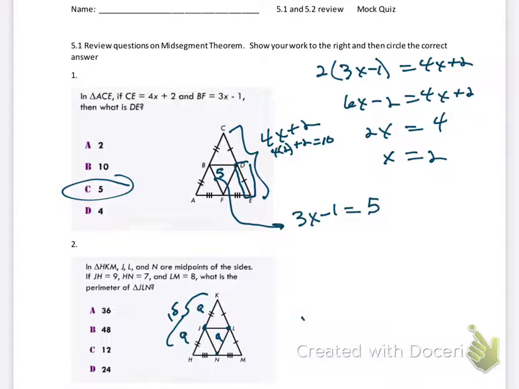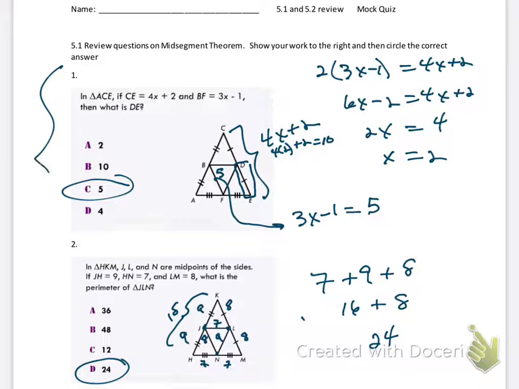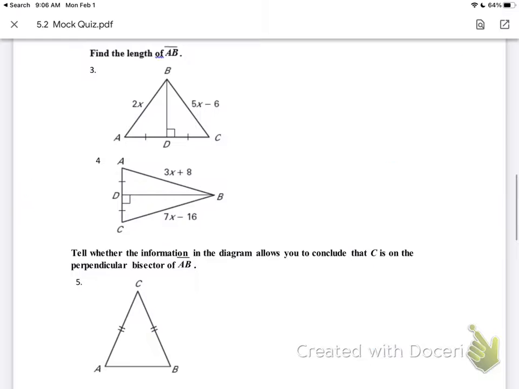HN, this little guy, is 7, that means this is 7, and that means that this is 7, and LM is 8. So if this is 8, then this is 8, and this is 8. So to get the perimeter of the inside, it's 7 plus 9 plus 8, so 16 plus 8, which is 24, and that's D. Now these two problem types will not be on your quiz because these are 5-1. So let's go to the next page and we'll do the problems that are on the quiz.